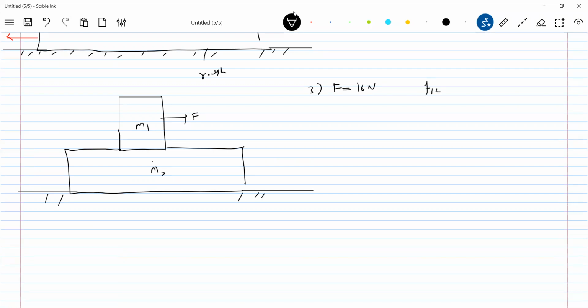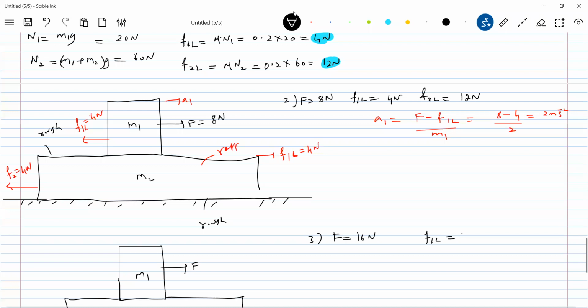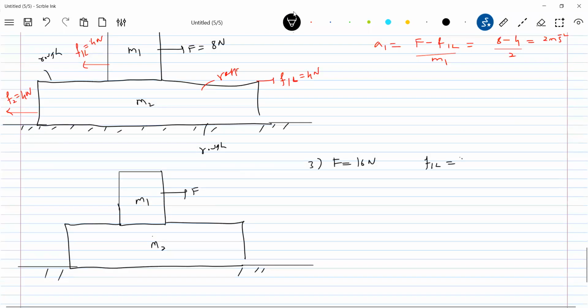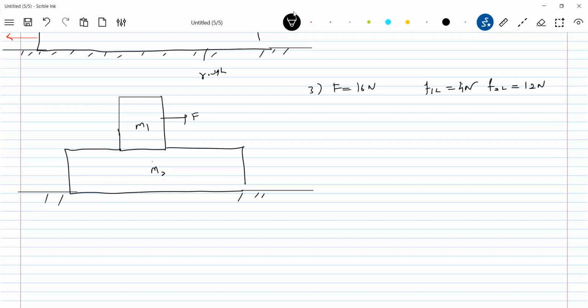Then what is the F1L value? 4 Newton. F2L, 12 Newton. These are the given things for us. Okay, now, 16 Newton.